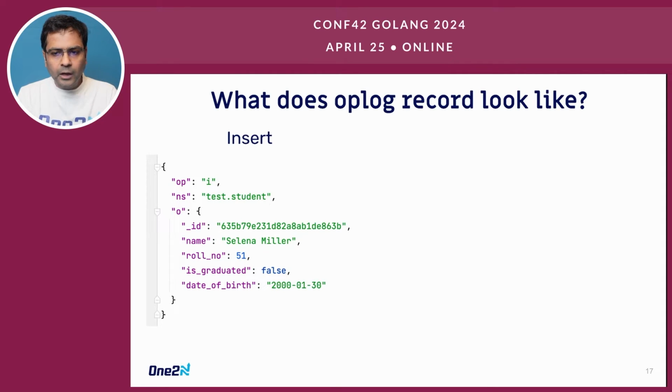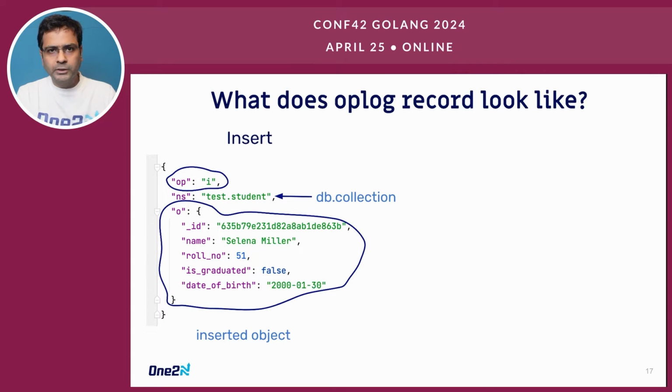So let's look at how it looks in practice. What does the oplog record look like? Here is a sample insert oplog. You've got the op as the operation, which is I for insert here. The namespace stands for a database and collection combination, so you've got test as the database name and student as the collection name. Then you've got the insert object, which contains the actual object being inserted in MongoDB.